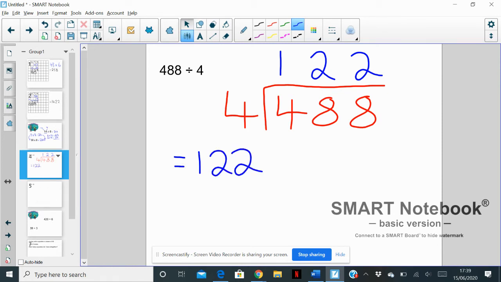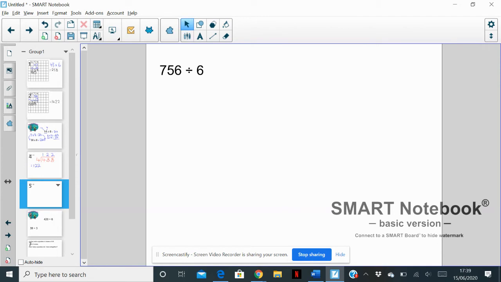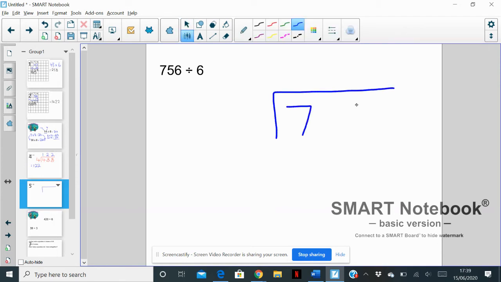Let's have a look at an example where there is going to be some regrouping. So here I've got 756 and I'm dividing by 6. So I'm going to start in my biggest column, 7 divided by 6.